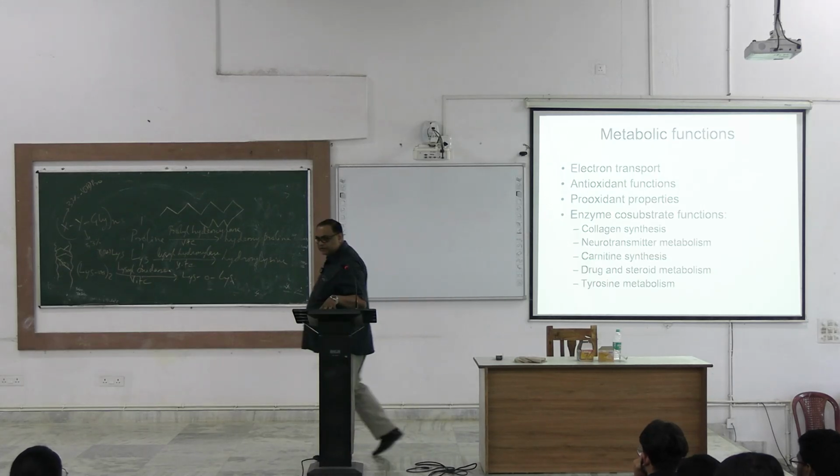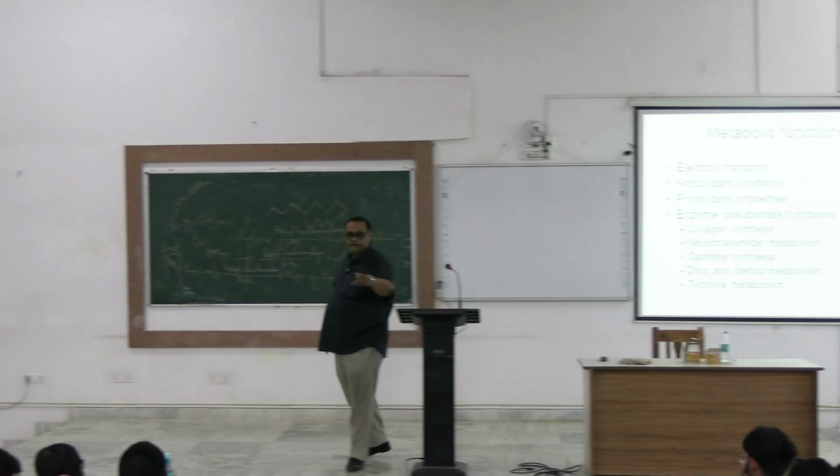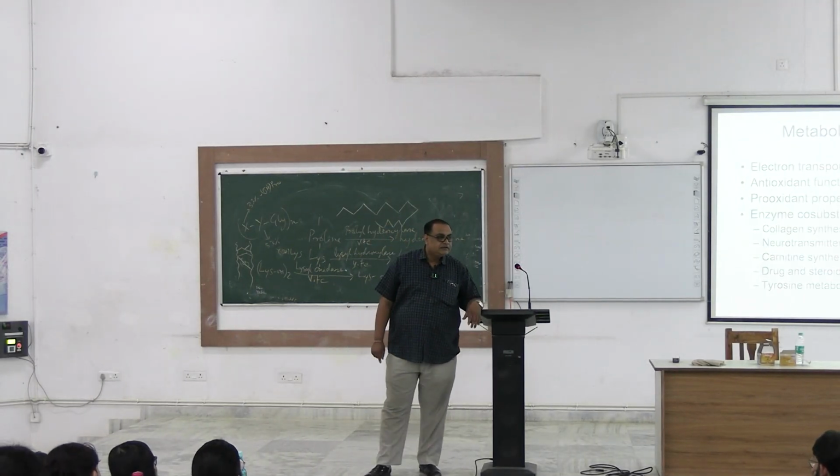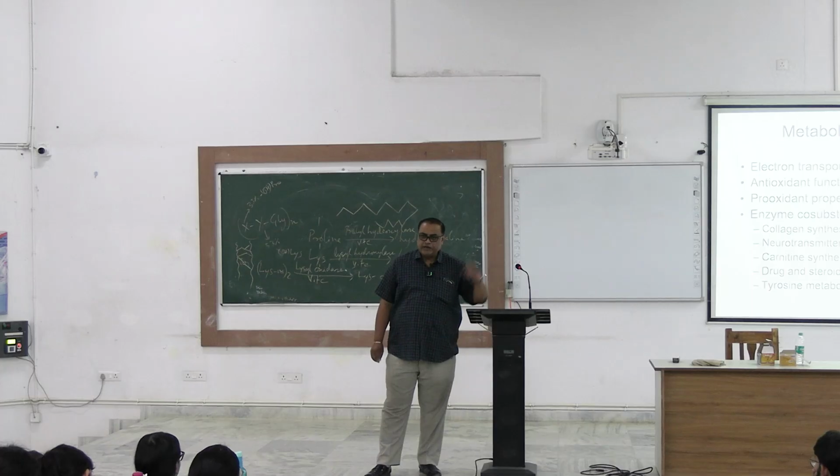When it is testis, adrenal gland, it is vitamin C. In liver, it is cytochrome P450. Right? When it is other tissue, thioredoxin, tetrahydrobiopterin. Clear? See how they are related?